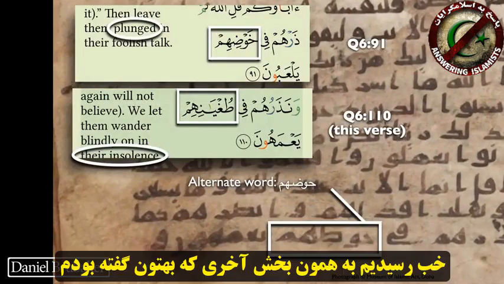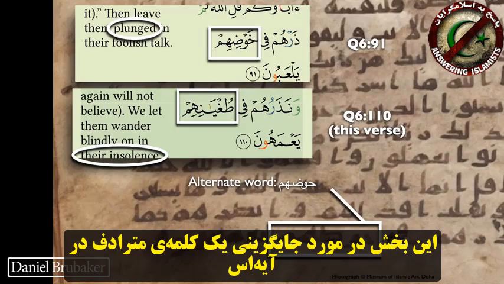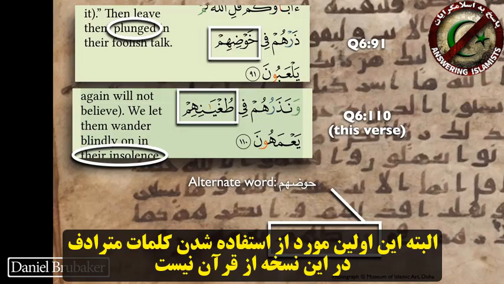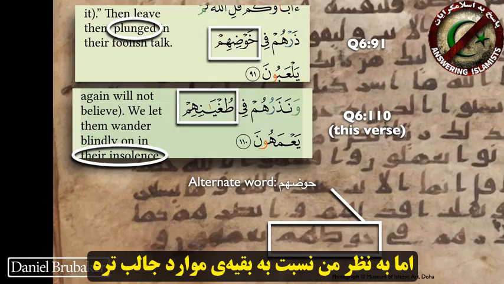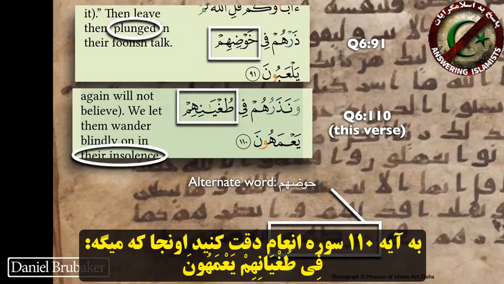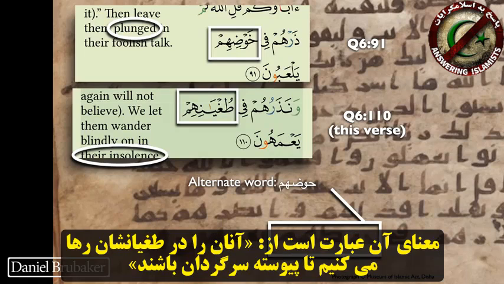Okay, and here we are right at the very end with the moment that I promised you, which is an alternate word. It's not the first alternate word that we've seen on the page, but I think it's one of the more interesting ones. This is verse 6:110. This part of the verse reads, "Fi tughyanihim yatmahun." We let them wander blindly on in their insolence.